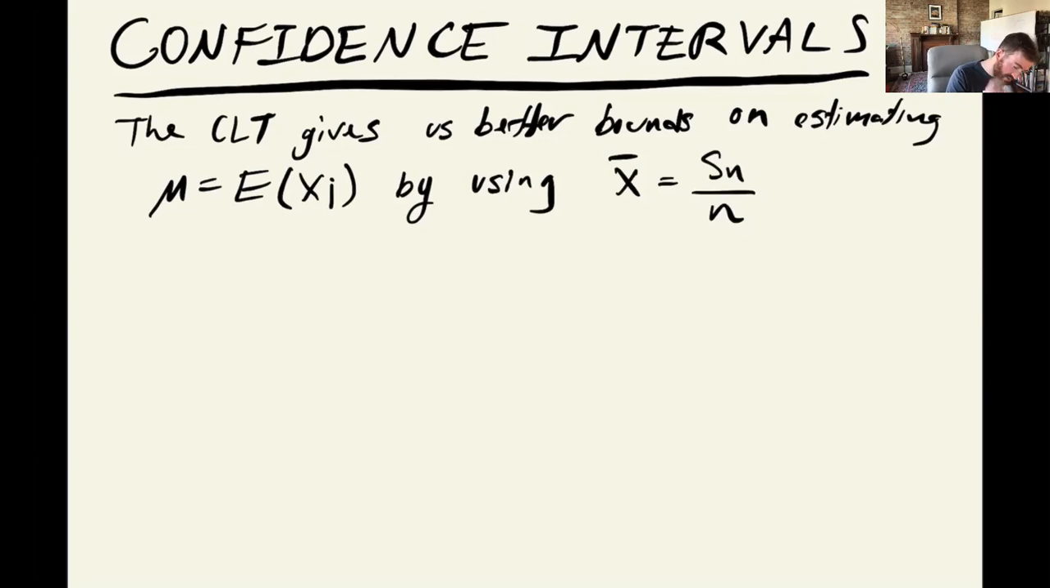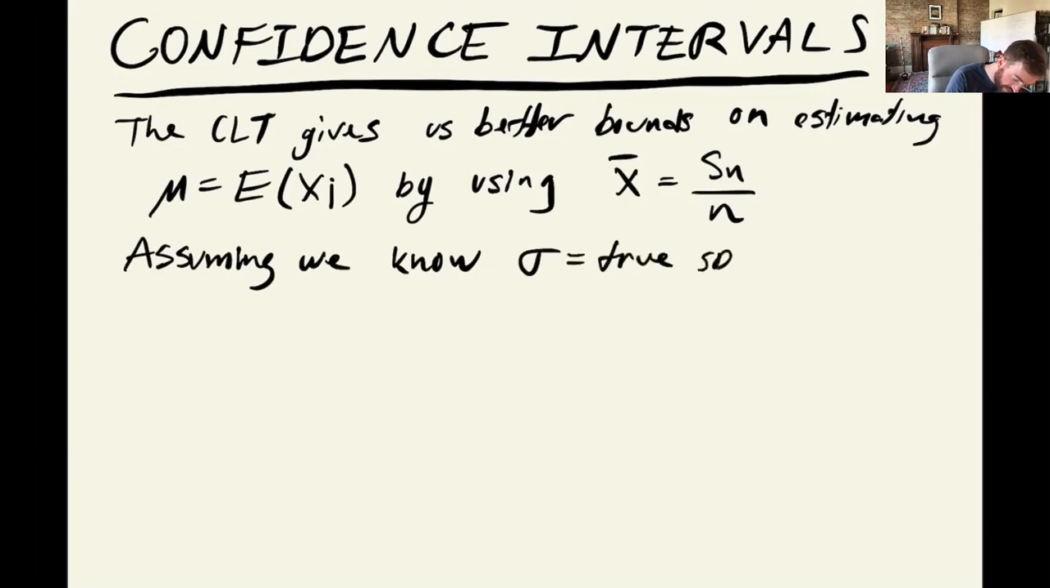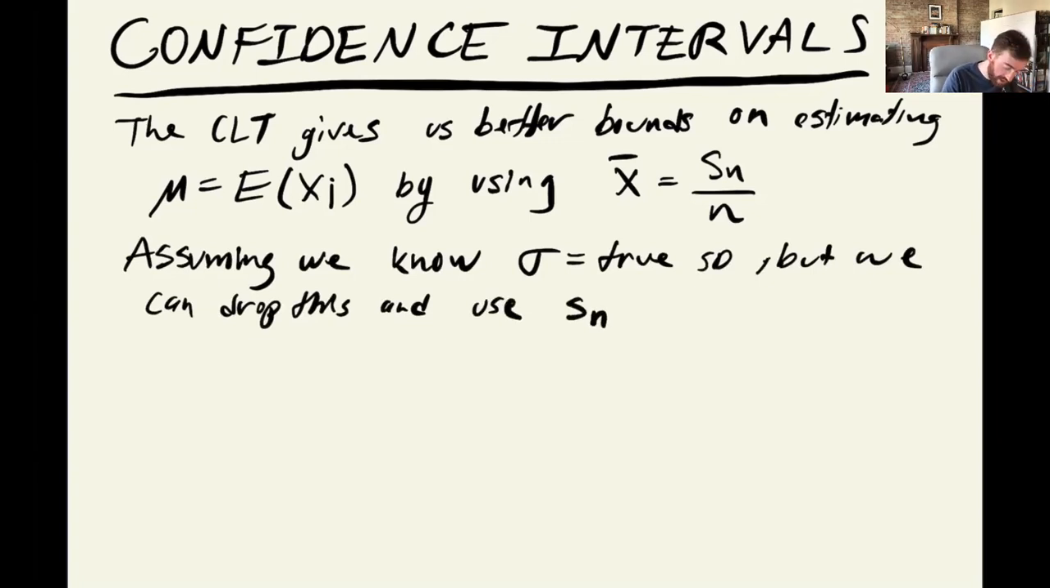Now, for now, I'm going to assume that we know sigma, which is the true standard deviation. Turns out we can drop this and use instead something called the sample standard deviation, which ends up looking a lot like the ordinary variance, but is divided by n minus 1. But I'm going to ignore that for now. That's more a subject for statistics and not probability. So anyhow, what's the basic idea here? So here's the basic problem.